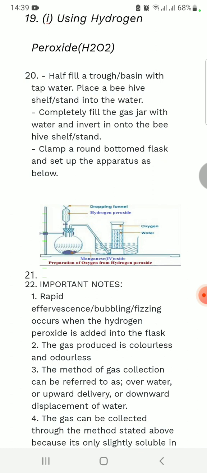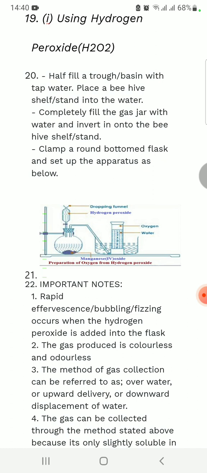From this setup, you can see the round bottom flask, we have a dropping funnel, we have hydrogen peroxide in the dropping funnel, we have manganese(IV) oxide inside the round bottom flask. We have a tray, then there is water and a fan.